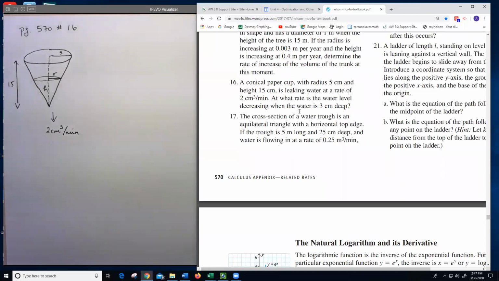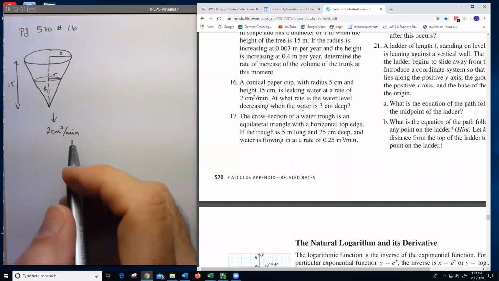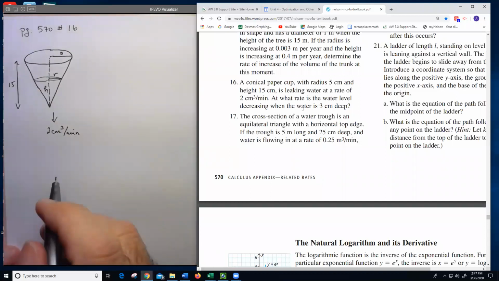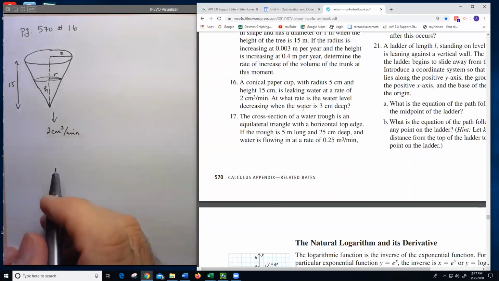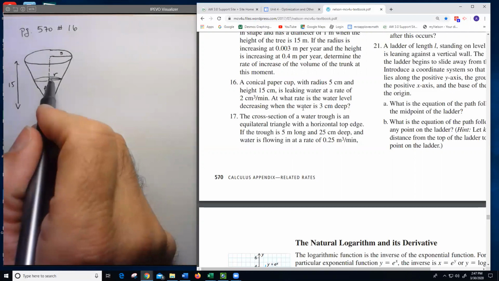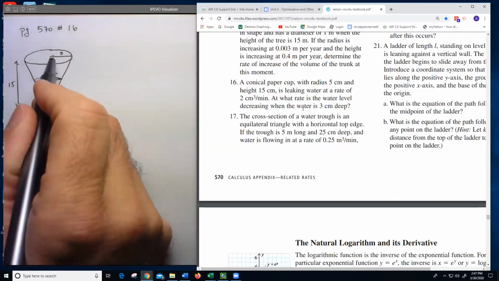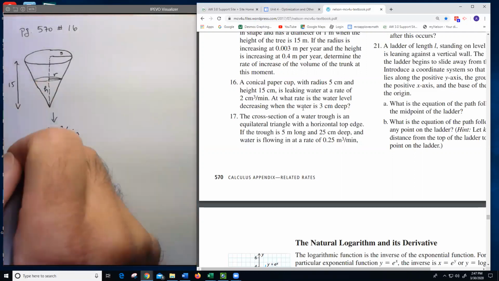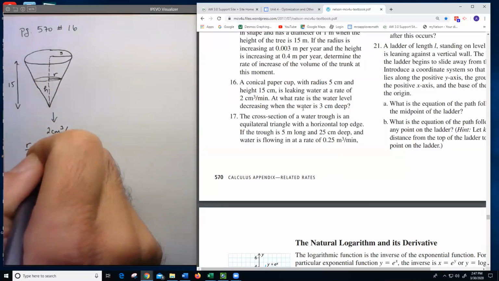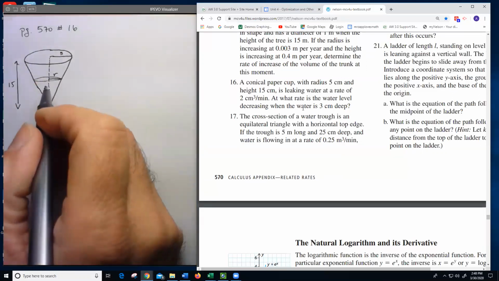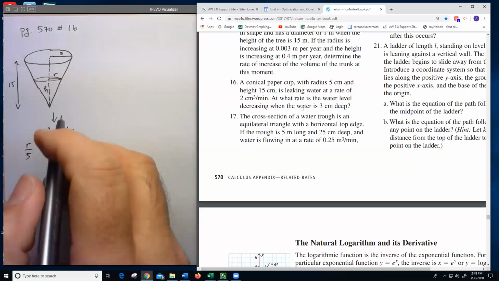So here it says, at what rate is the water...? So let's write out our similar triangles thing here. Okay, so I've got this side here corresponding to that side there. So R over 5 is to H over 15.